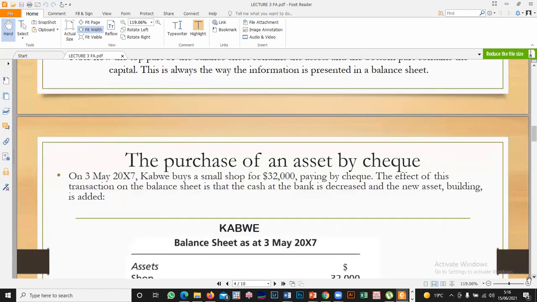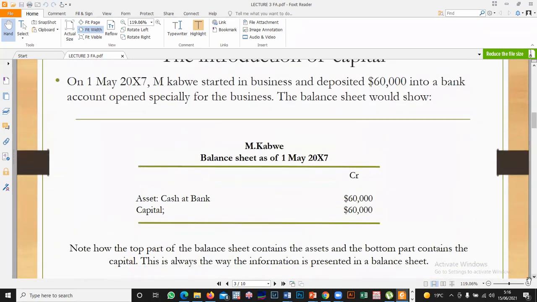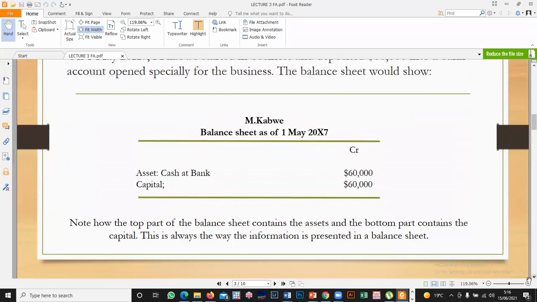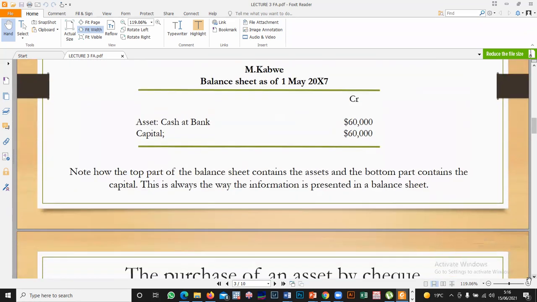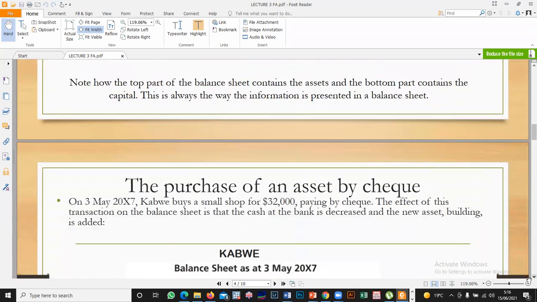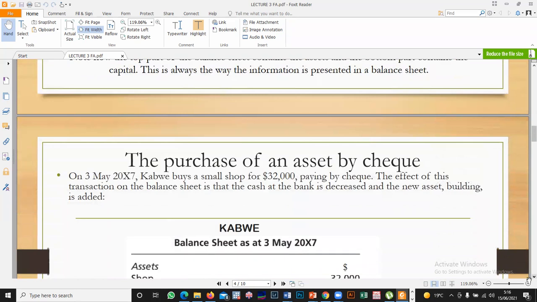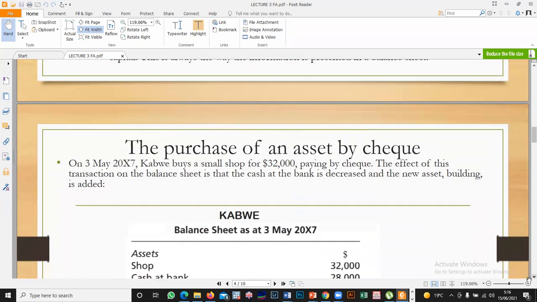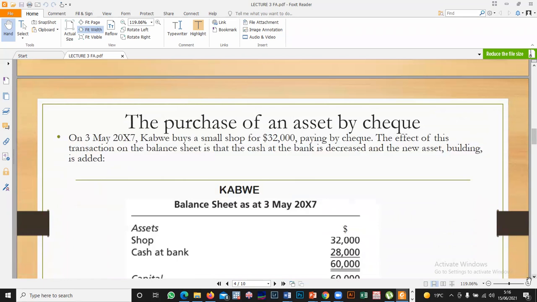Let's look at that case where you start as a business. That is the first thing that you do as a business owner. You start with the amount, then in the balance sheet it is represented. Now, once a business begins to function, once a business begins to engage in other businesses, let's look at the purchase of an asset by check. On the 3rd of May, after 2 days, this business by Mkabwe buys a small shop.